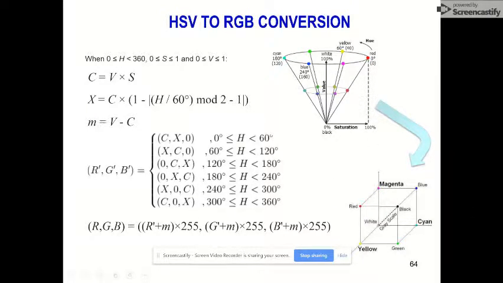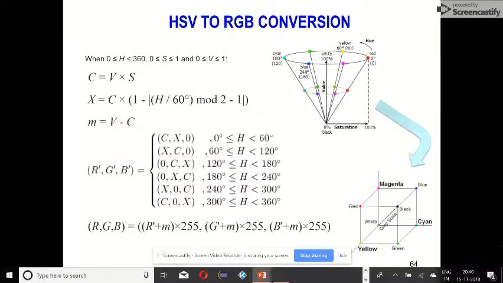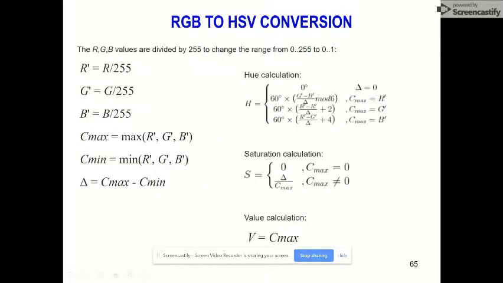Then you will find the R', G', B' with respect to the hue angle, and with the obtained R', G', B' values, you will calculate the RGB by simply plugging these values into this equation. You will add the R' with M, and then you will multiply by 255. Similarly, you will do it for G and B. The 255 means that the RGB values are expressed in the range 0 to 255. In that way, you can get different shades of color, or you can get more colors by expressing in 0 to 255.